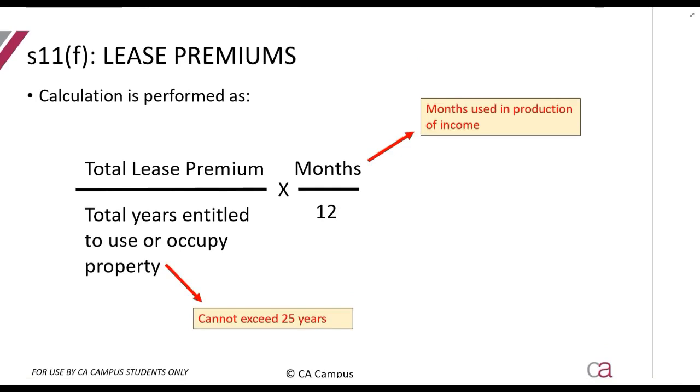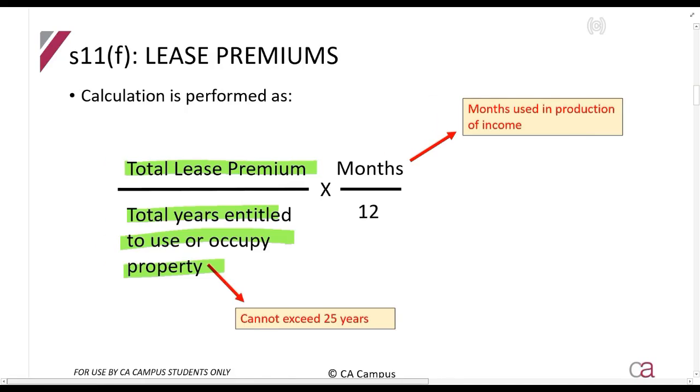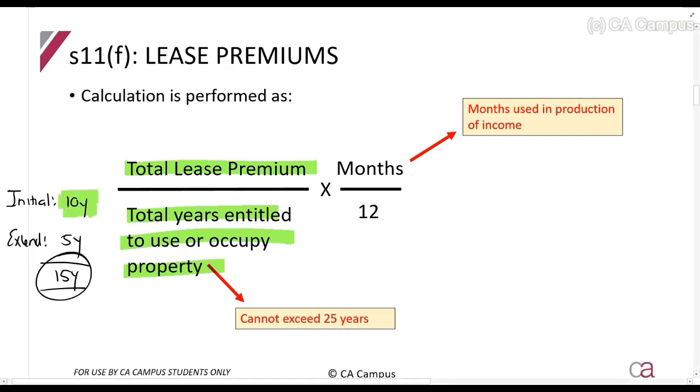It is calculated as follows. Total lease premium divided by the total years you are entitled to use or occupy the property. Now guys, in a question they'll tell you, you enter into the agreement and it is for a period of 10 years, but you have an option to extend it at the end of those 10 years for an extra 5 years. If they tell you something like that in the question, you must use the 15 years as the total, unless they specifically tell you the company knows they'll only use it for 10 years. So you will always take extensions into account.